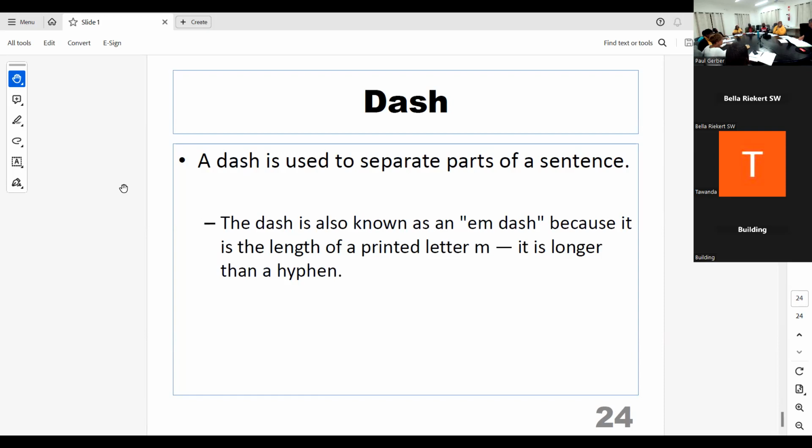So a dash is used to separate parts of a sentence. So you see there, that's the mark for the dash. The dash is also known as an M dash, and another word is a hyphen, because it is the length of the printed letter M. The M dash is longer than a hyphen. So there's the distinction between the dash and the hyphen. And that's also other things that come up in our punctuation.